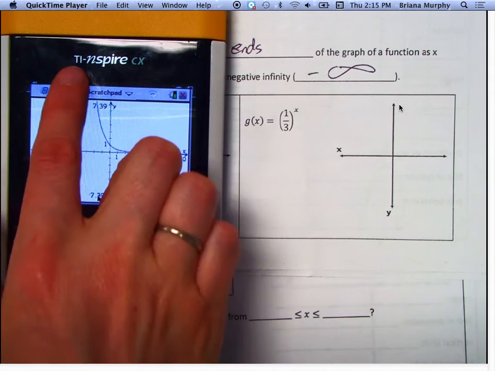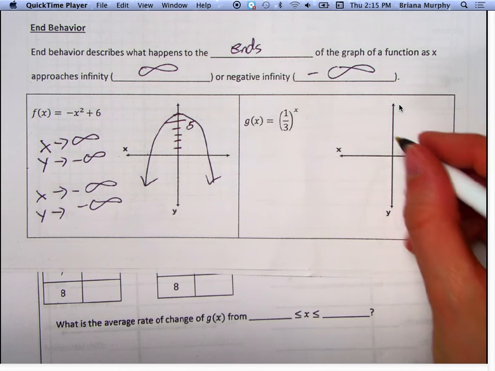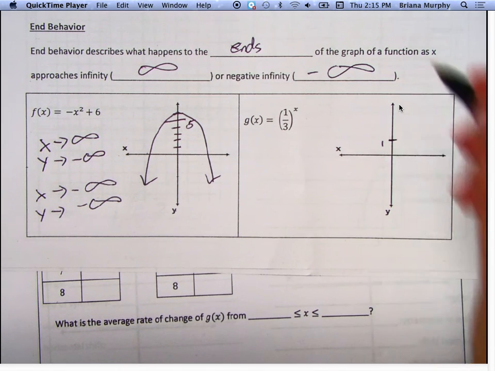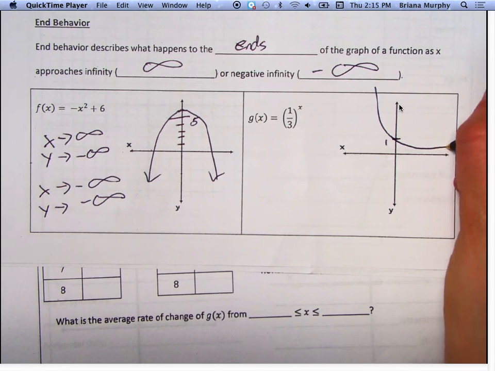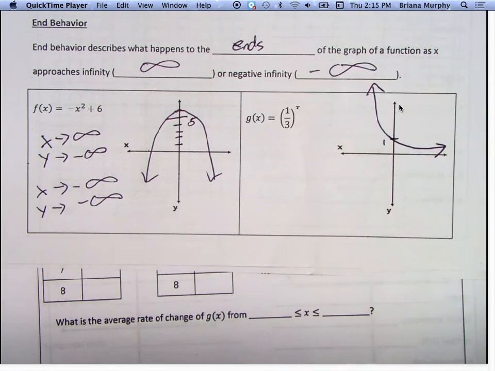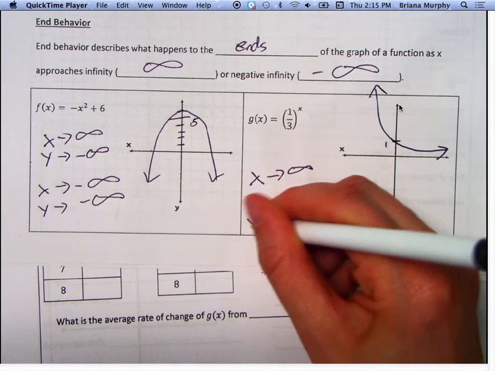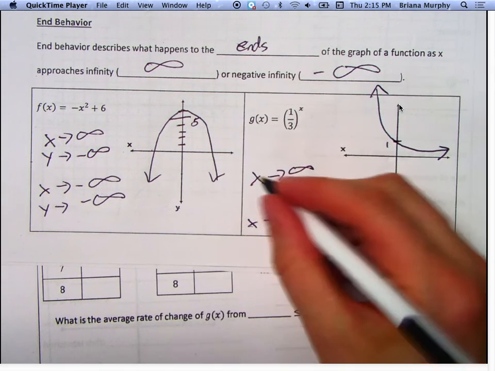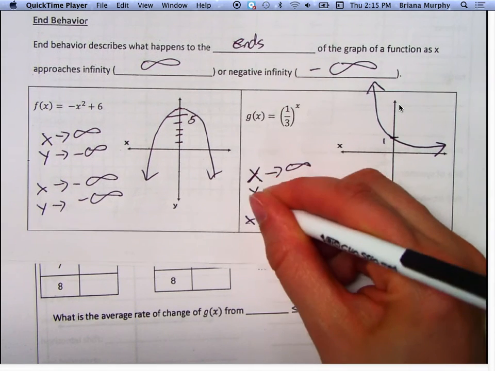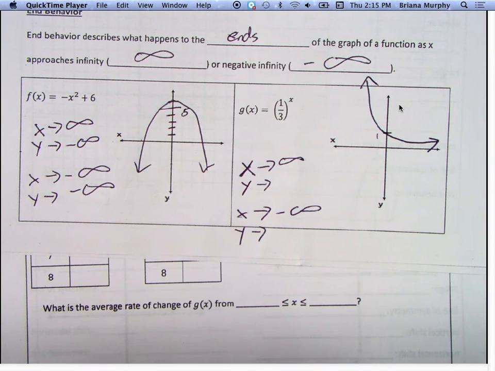And we look like this. Okay, so we cross 1. And we're going up, right? And this one's like a Nike swish, right? All right. So, x approaches infinity, x approaches negative infinity. What does y do for each of them? Okay? So we always set it up something like that.